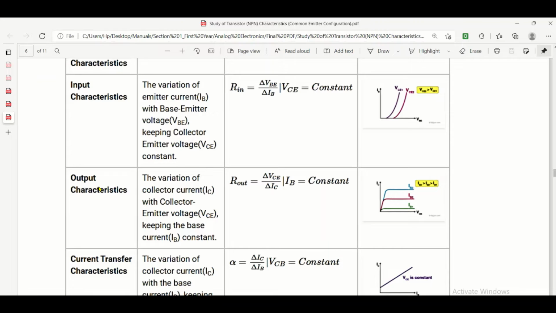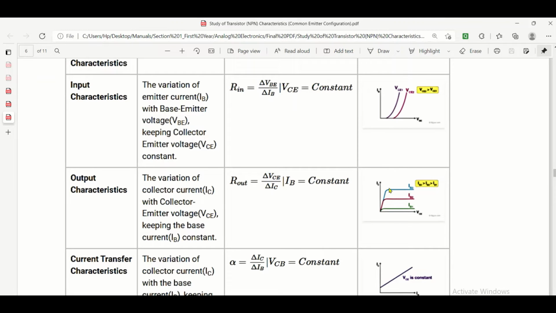Again, if we go for studying the output characteristic, then we have to remember that the base current has to be maintained at a constant value. After that we have to change the collector to emitter voltage, which we can accomplish by changing VCC, the voltage applied to the collector, and we will observe the change in collector current.